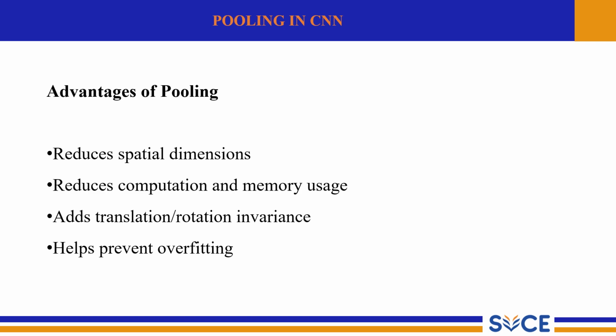So it helps to prevent overfitting. By downsampling and focusing on the most important features, pooling removes unnecessary details. This allows the network to generalize better to unseen data.